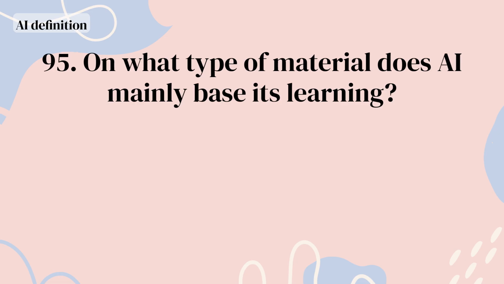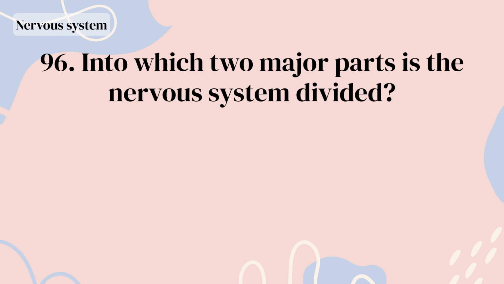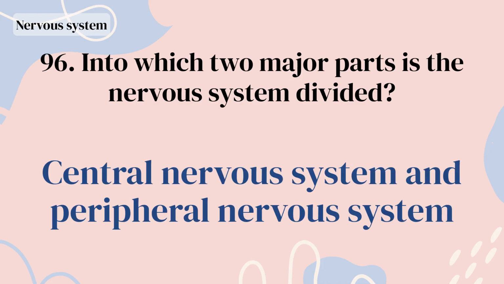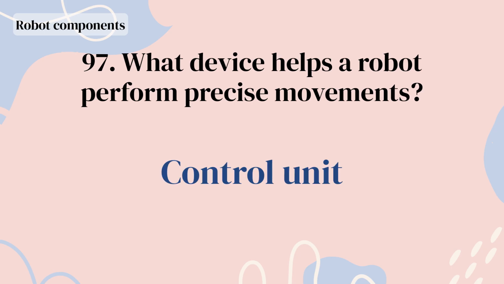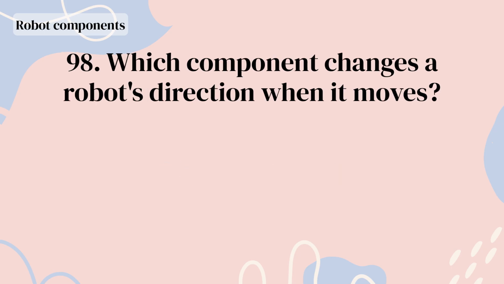On what type of material does AI mainly base its learning? Big data. Into which two major parts is the nervous system divided? Central nervous system and peripheral nervous system. What device helps a robot perform precise movements? Control unit.